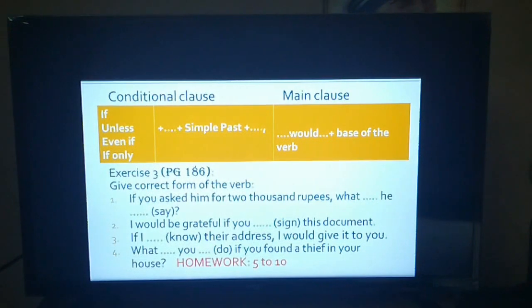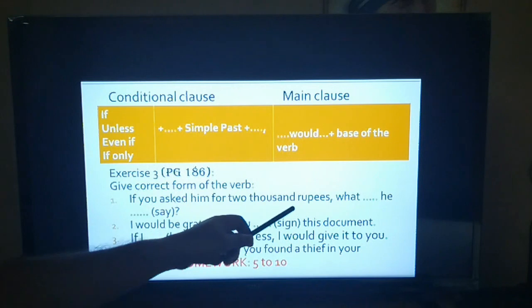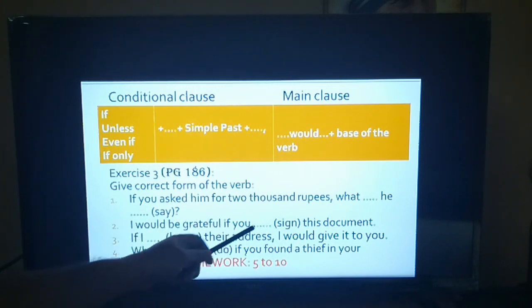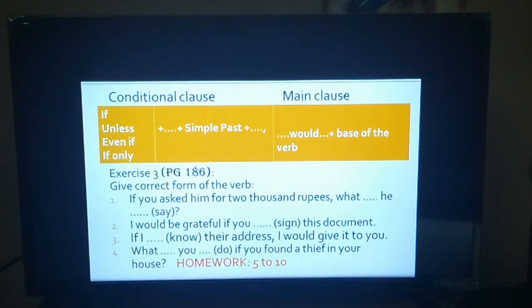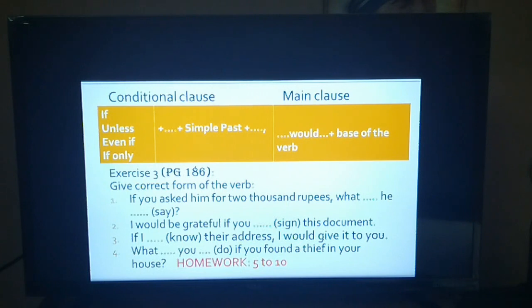So we have exercises here, page number 186. Give the correct form of the verb. First, if you asked him for 2,000 rupees, what dash he say? Second, I would be grateful if you dash this document. Third, if I dash, in bracket know, their address, I would give it to you. Fourth, what dash you dash do if you found a thief in your house? Get the answers fast.